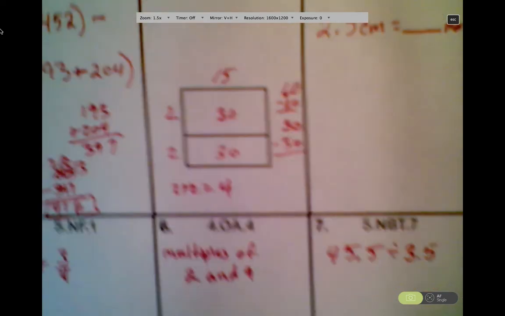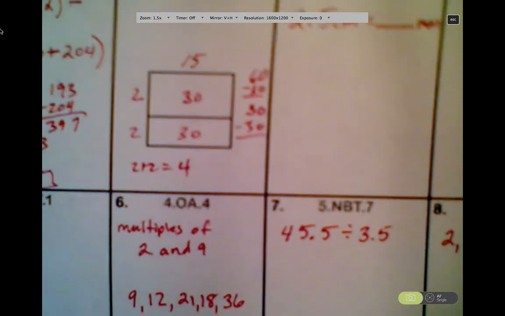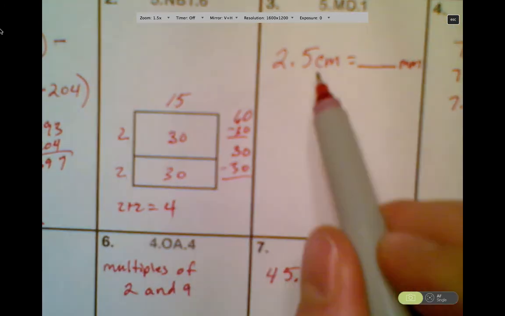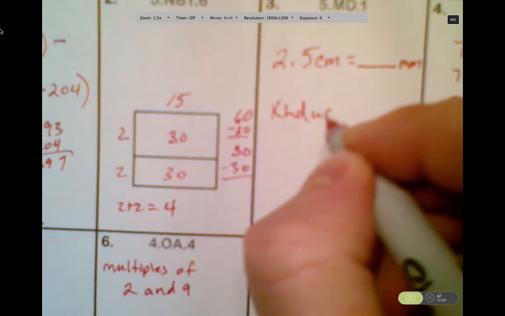Number 3. William measured the moth specimen. It is 2 and 5/10 centimeters wide. What is the width of the moth in millimeters? So we have to change centimeters and millimeters. King Henry doesn't usually drink chocolate milk.